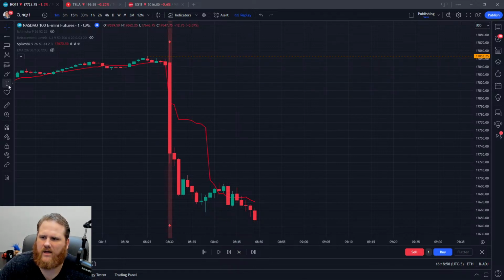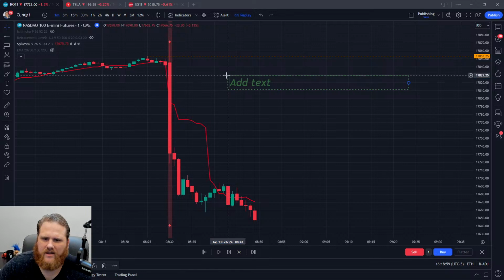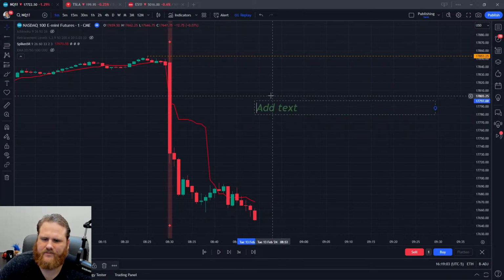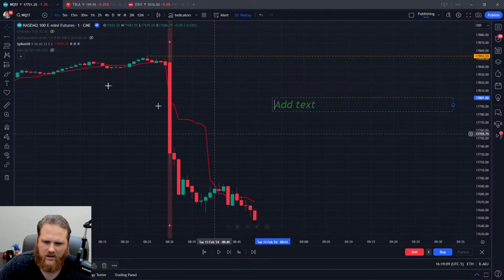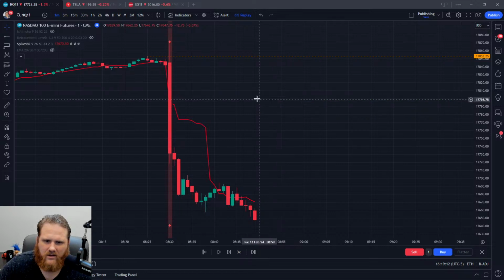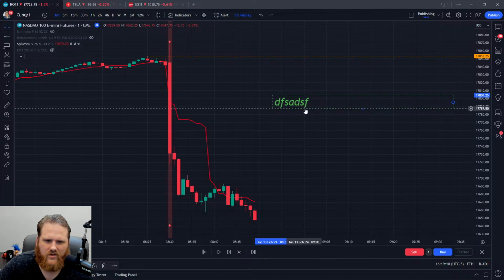TradingView, where's my, trying to find my color thing to make this a little more obvious. All right, green. Hold on. Give me a second. Usually, let's see. Usually, there we go. Okay.